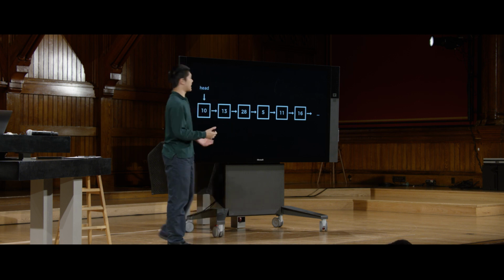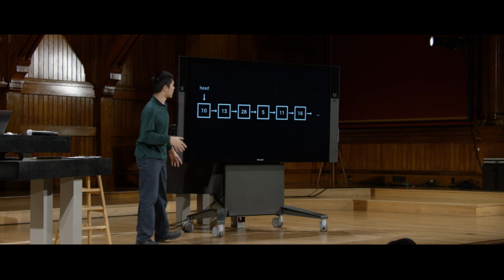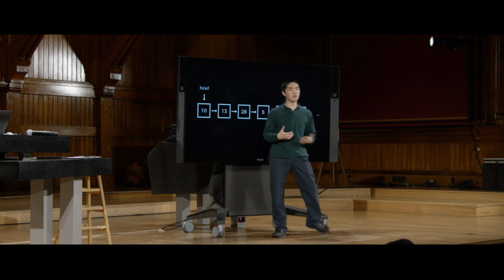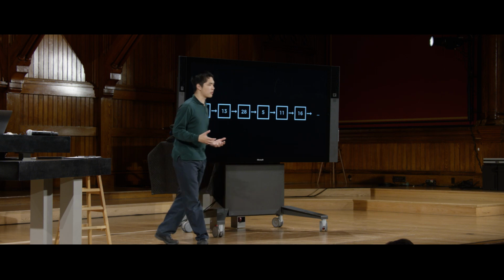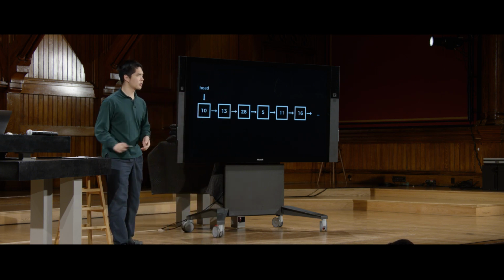But if I asked a question like, is the number 50 inside of this linked list, inside of this data structure? Well, I'd start to say, is 50 here? I'd have to look through the whole thing looking for the number 50. And maybe I'd find it, maybe I wouldn't. So how could I make this more efficient?